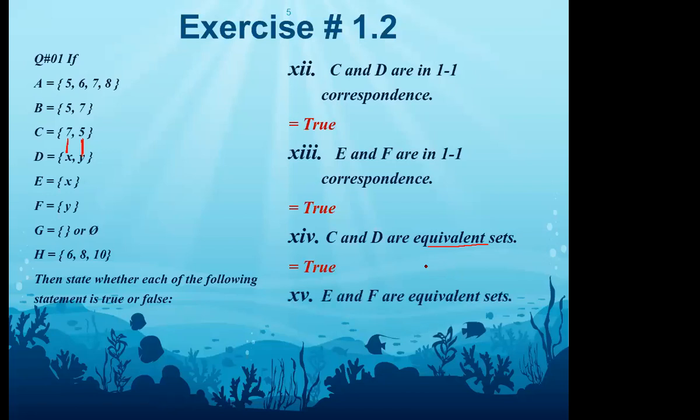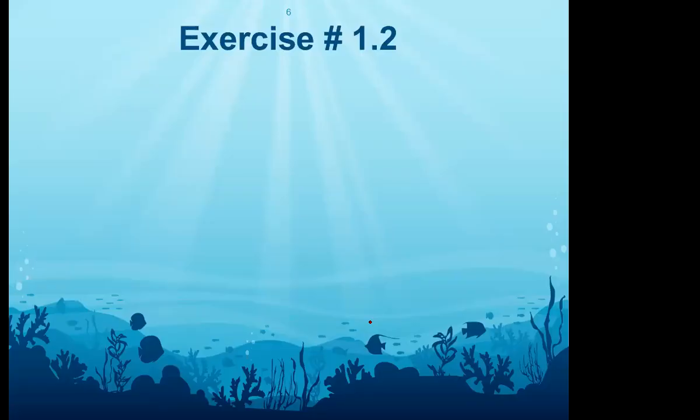Now next is this one. E and F are equivalent sets. Now this is E and F. Please tell me, is one-to-one correspondence present? Yes. So E and F are equivalent sets. So you will say that the answer is true. Very good. Now some more questions.